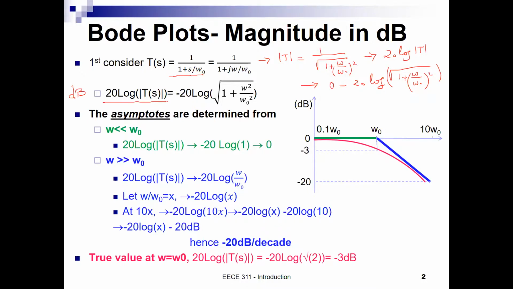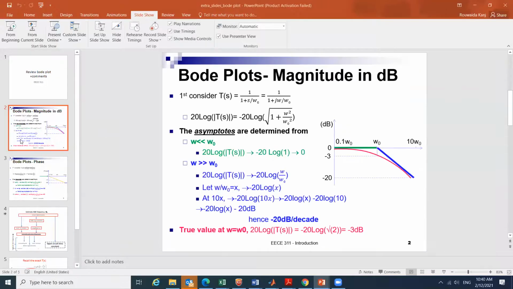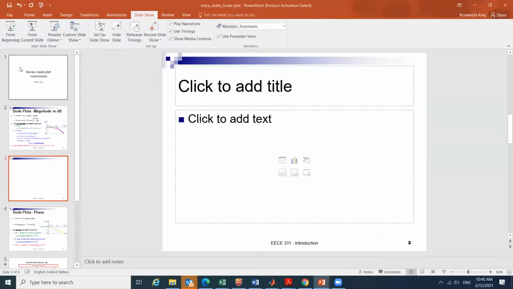Okay? And when we are drawing the Bode plot, we tend to draw key characteristic points, and these key characteristic points are as follows. Let us sketch it here. Okay, so let us look at those key characteristic points. So I found that the 20 log of the magnitude of T is equal to minus 20 log the square root of 1 plus omega over omega 0 all squared.